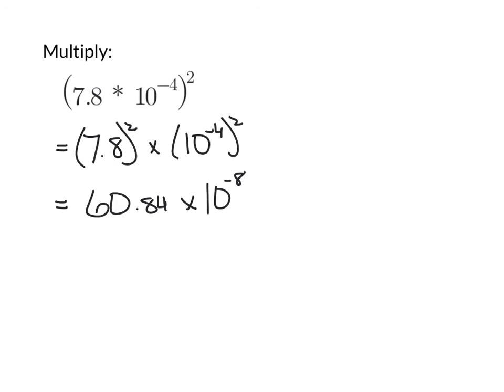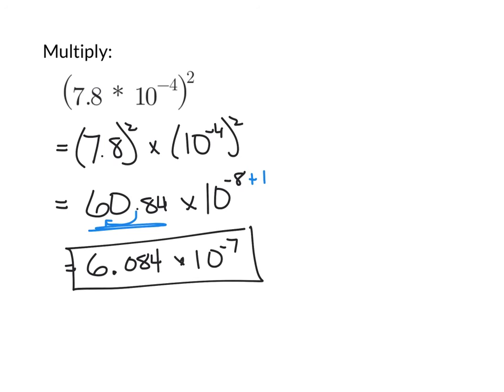When we look at our answer, it's not written in scientific notation yet because 60.84 is not between 1 and 10. So we need to move the decimal point right here. Ultimately, when we move the decimal point to right after the 6.084, we needed one less place. So we're going to need one more power. I'm going to add 1 to that power. And we'll get 10 to the -8 plus 1 is -7. And there we go.